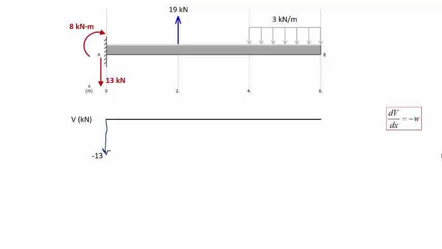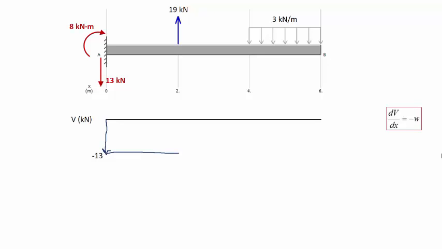Now I'm going to be looking at the load diagram for the next 2 meters, and I find there is no distributed load applied. So therefore, according to the expression that we have on the right, the slope of the shear force diagram is going to be 0 because w is 0, which means that the diagram is going to have a horizontal line for those 2 meters.